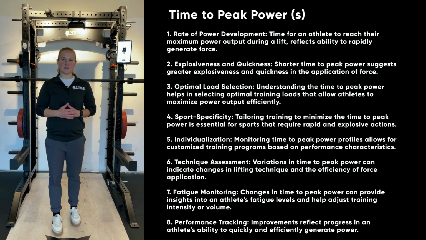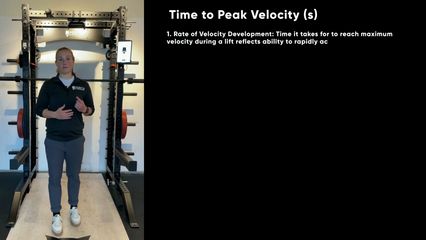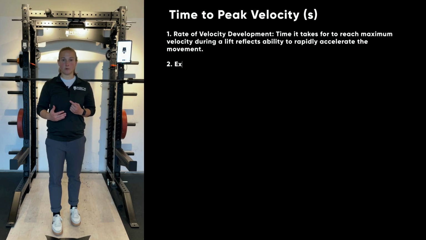The next metric is going to be time to peak velocity. This metric is a timer indicator of how long an athlete took to get to the moment of peak velocity, again during the concentric phase in the movement. Here are some things this metric can inform. Number 1, rate of velocity development. Again, it measures the time it takes for an athlete to reach their maximum velocity during a lift, reflecting their ability to rapidly accelerate the movement.